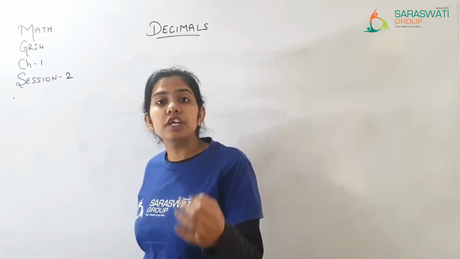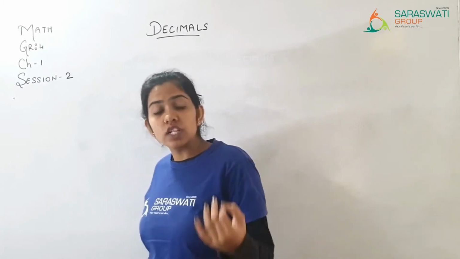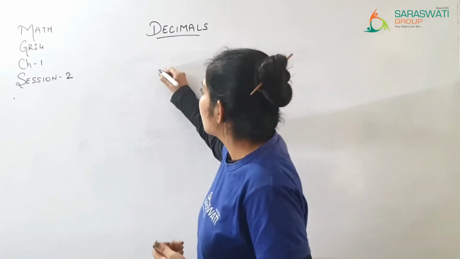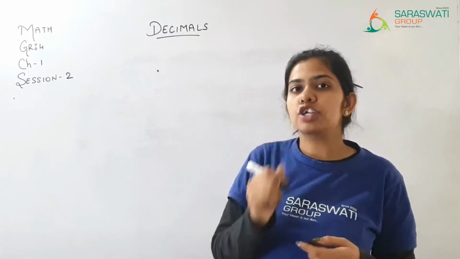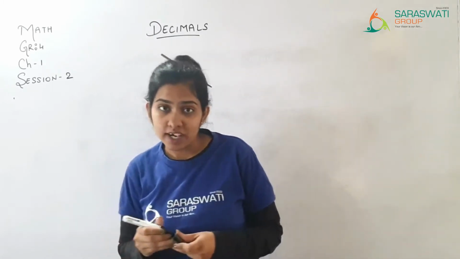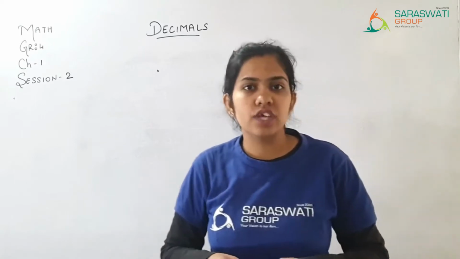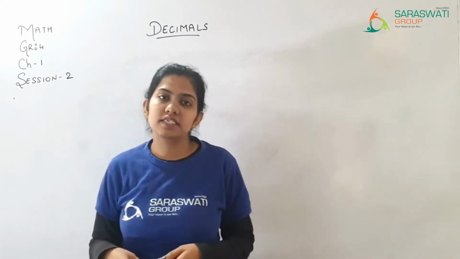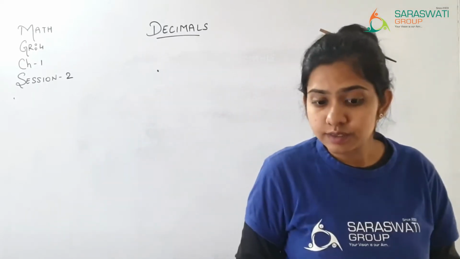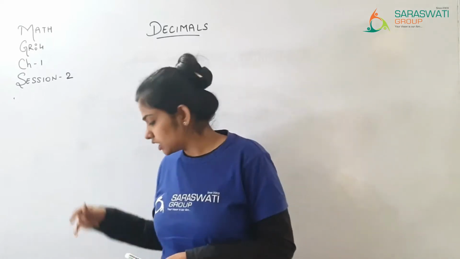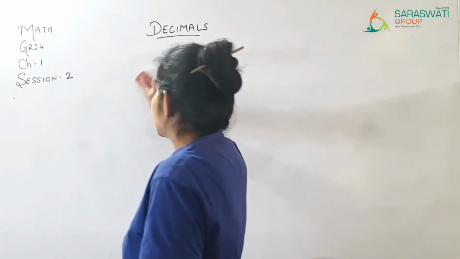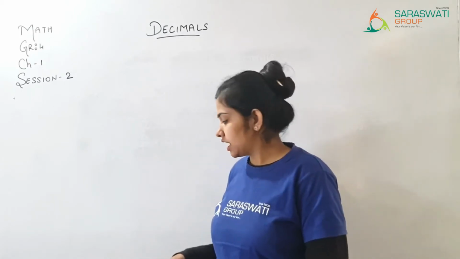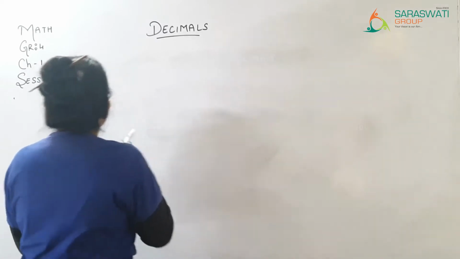How are you going to denote a decimal? By a point. By making a point, you will denote a decimal, right? Then afterwards we have seen in our previous session how to write in expanded form and in standard form. Now, the other thing which we are going to see over here is like and unlike fractions.